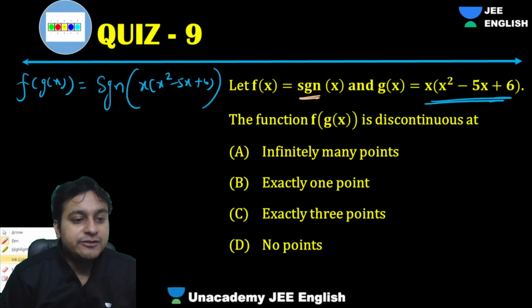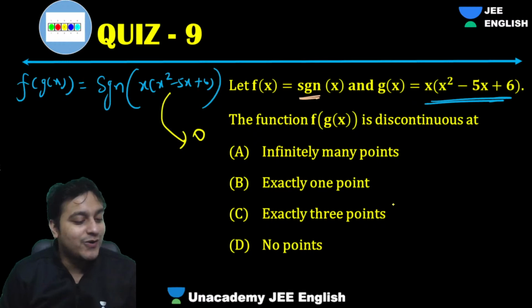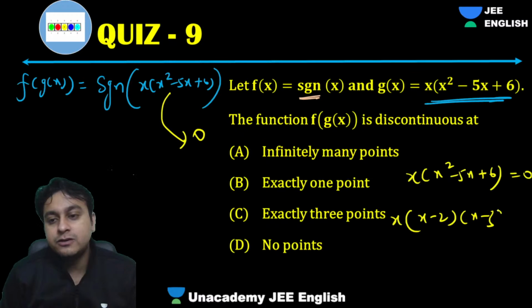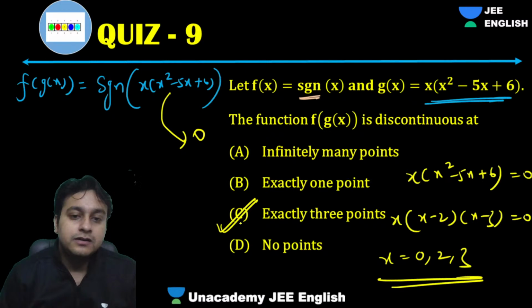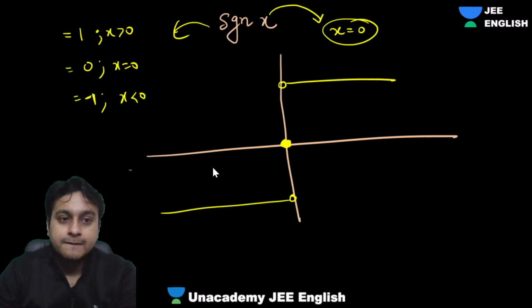Okay, so signum of something will be discontinuous when this something becomes 0, right? So we'll equate x square minus 5x plus 6 as 0. We'll get x into x minus 2 into x minus 3 equal to 0. That means x equals 0, 2, 3. This function is discontinuous at exactly 3 points. Got it, everyone? Very nice. Next.